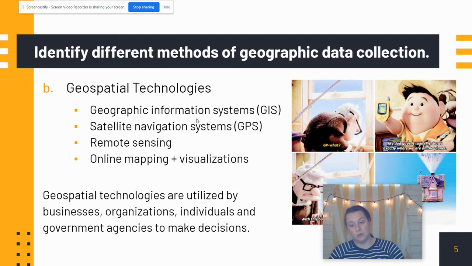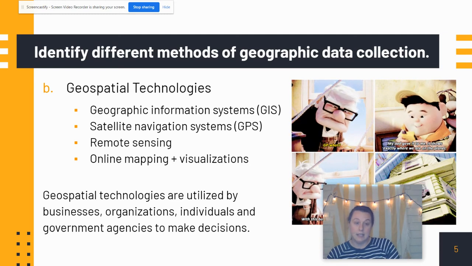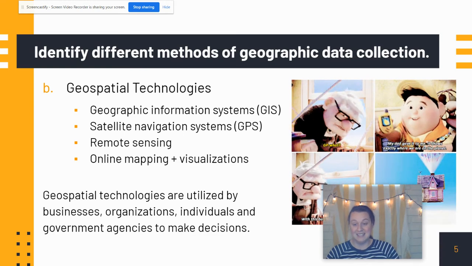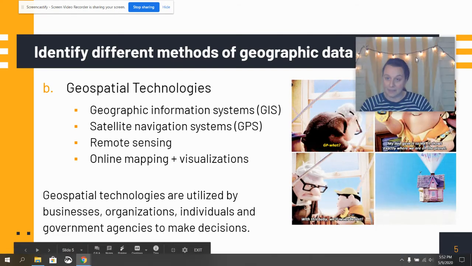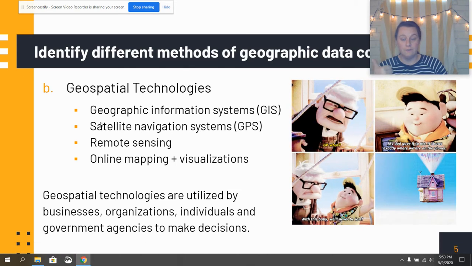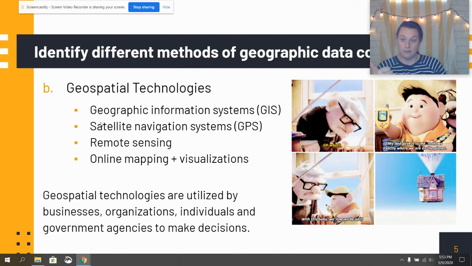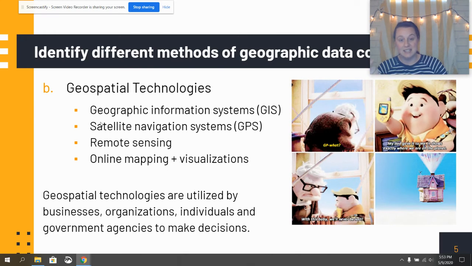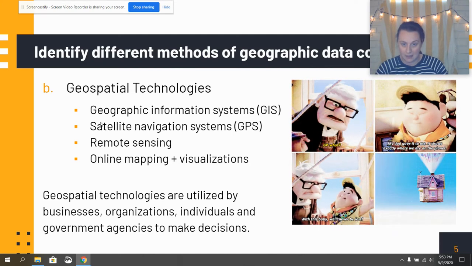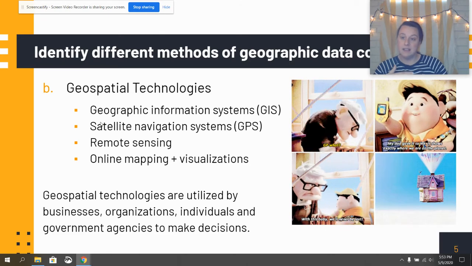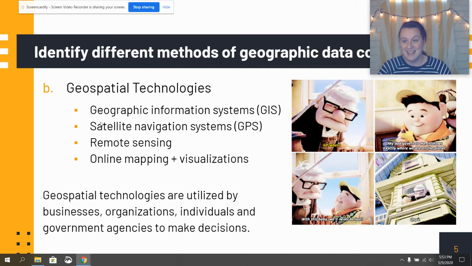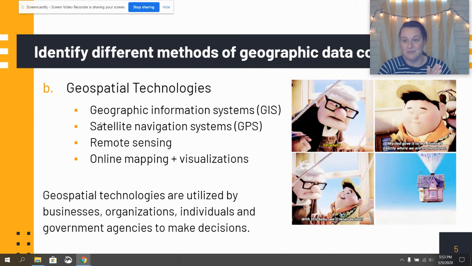Now, the second major way that we collect geographic data is through geospatial technologies. This is just a fancy way of saying technological methods. Okay. So there are four main methods that you need to know about. The first one is called Geographic Information Systems, and I'm going to refer to that as GIS. The second is satellite navigation systems, also referred to as global positioning systems. This is GPS. Remote sensing, and then finally, kind of all of those things get wrapped up together into online mapping and visualizations. I love this little GIF from the movie Up.